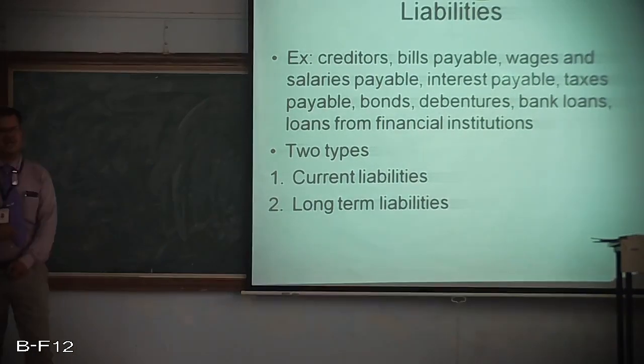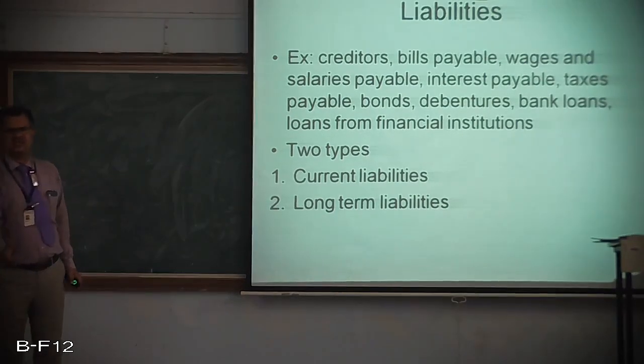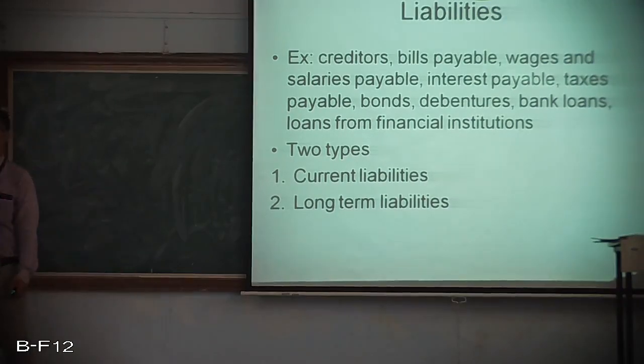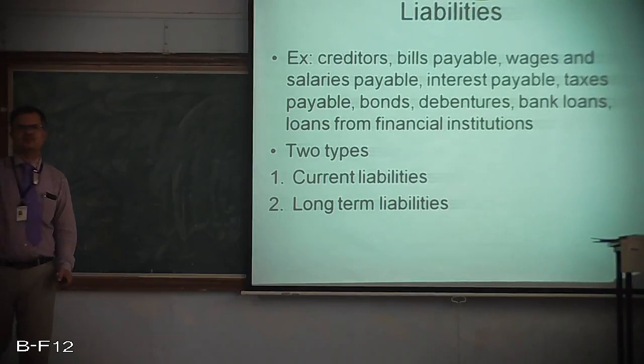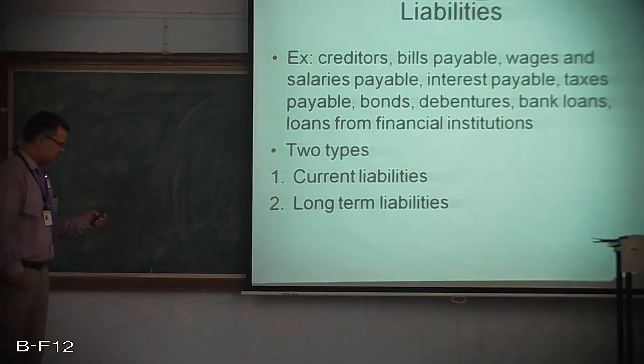There are two types of liabilities. One is current liabilities, which means that as of today, within the financial year, they are supposed to be paid off. The second is long term liabilities, which means they have some time to pay in future. So there are two types of liabilities: current and long term.